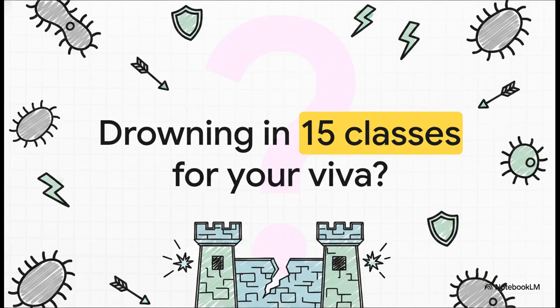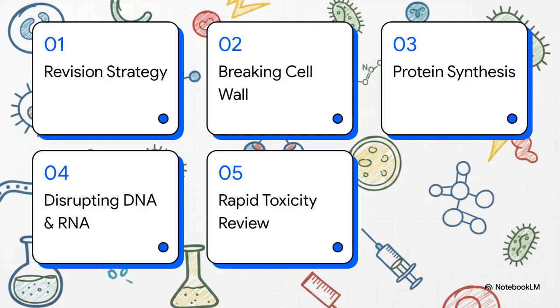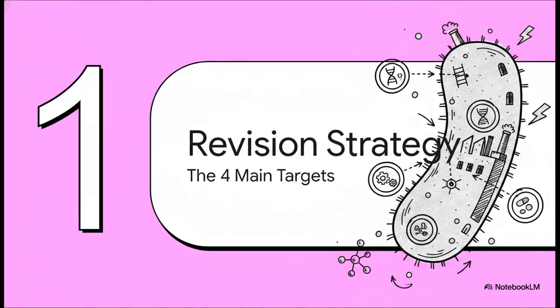We aren't just memorizing a random list anymore. We're going to deploy specific strike teams. Here's the battle plan for today. First up, our high-yield revision strategy. Then, breaking the cell wall, halting protein synthesis, disrupting DNA and RNA, and we'll wrap up with a rapid toxicity review.